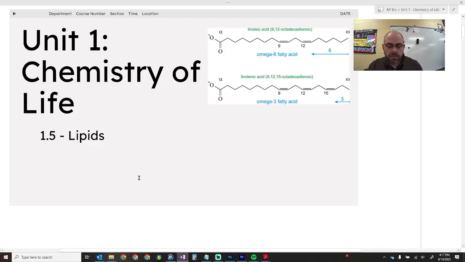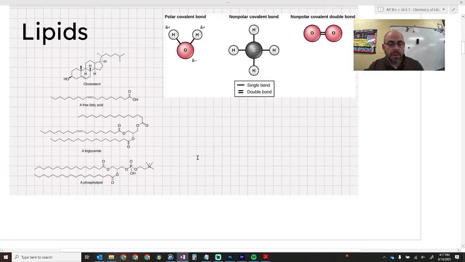And here we are continuing our study in Unit 1, looking at 1.5 lipids. We looked at carbohydrates in 1.4. Hopefully you're able to watch that. Now we're going to look at lipids. Lipids are important things. Here we go.